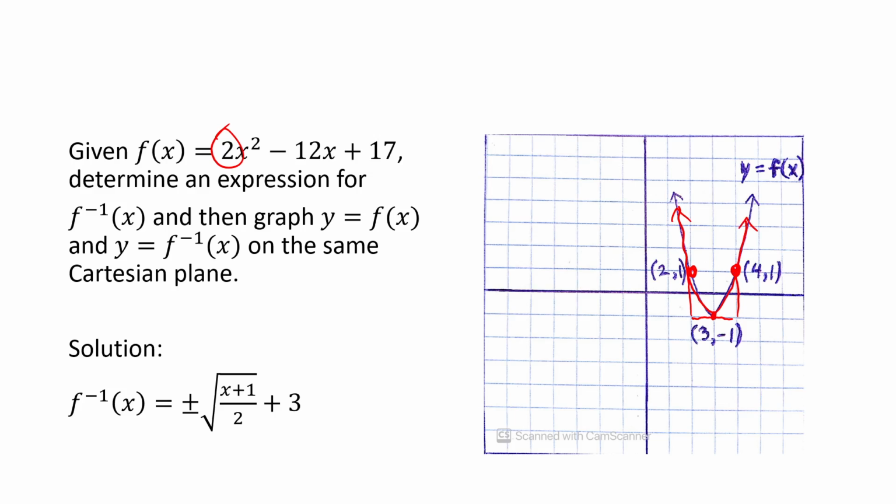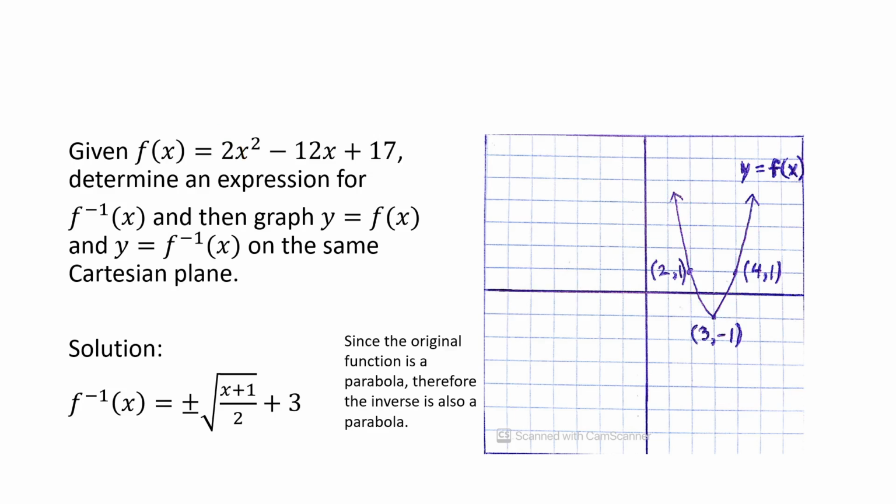Okay, so that's what the original function looks like. Now, since the original function has a vertex at (3, negative 1), the inverse will have a vertex at (negative 1, 3). And since the original function has points at (2, 1) and (4, 1), the inverse will have points at (1, 2) and (1, 4). And so we can see that we're going to have a sideways parabola going through the points which we just sketched.